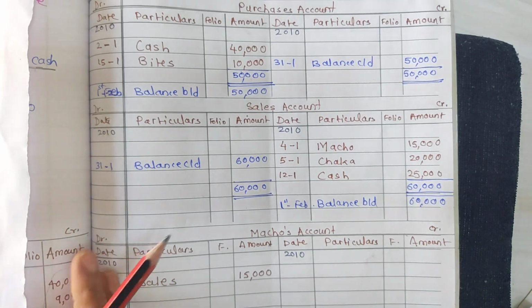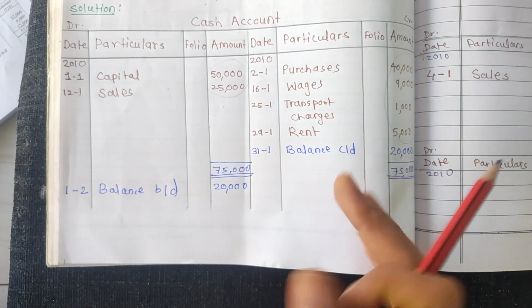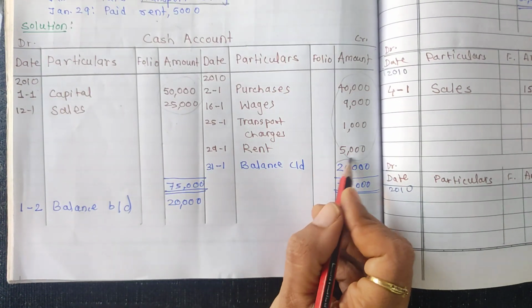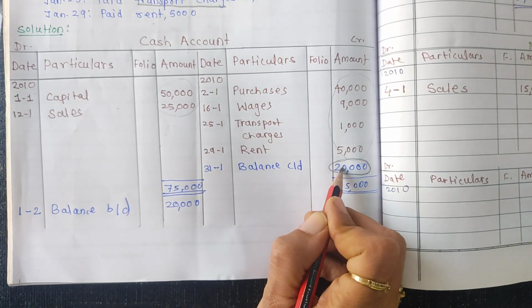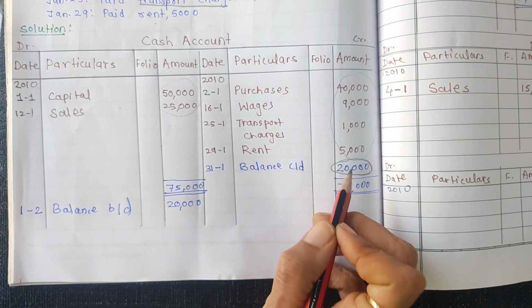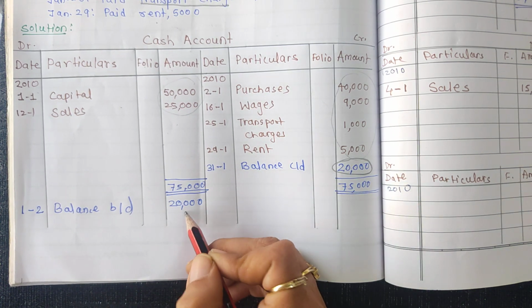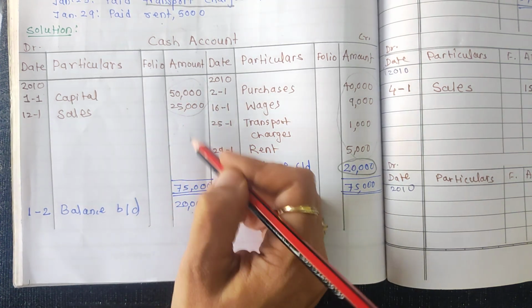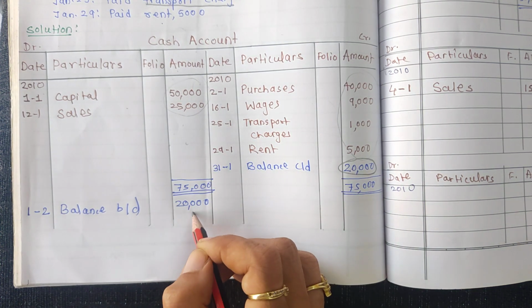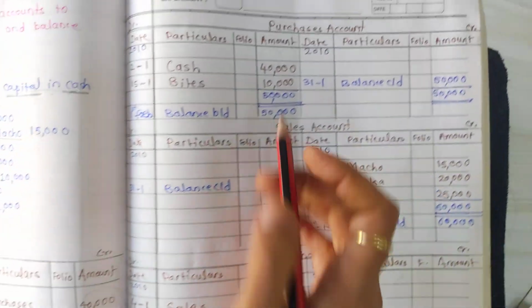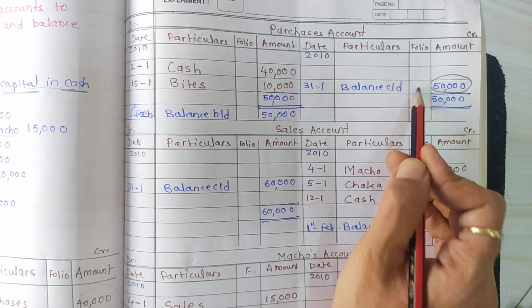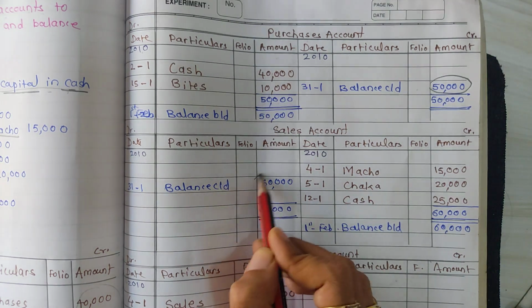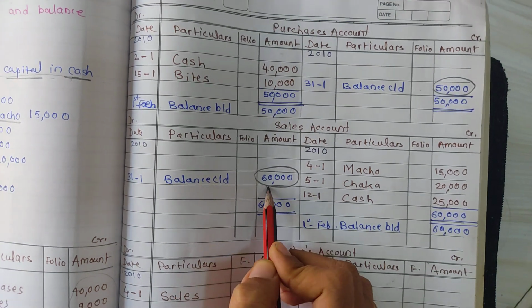See students, the balance here for the cash account I am explaining. The balance which comes here on the debit side, this closing balance is known as debit balance, because it is transferred to the debit side. As the debit side is more, the balance is known as debit balance. For purchases, again this balance is known as debit balance, the closing balance. For sales, this balance is known as credit balance.